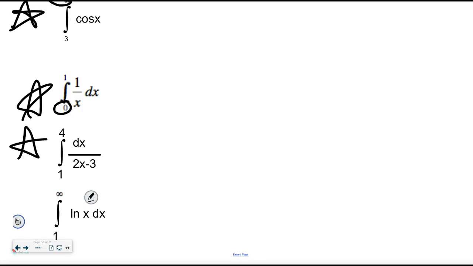This one, improper or not? What do you think, Daniel? Yes. Where's the issue? X equals 3 halves, there's an asymptote. It's on the interval, right? This one, improper or not? Definitely. And it's not because of the bottom. Natural log of 1 is fine, it's 0, right? It's an infinite bound. It's asking me to collect all of that.